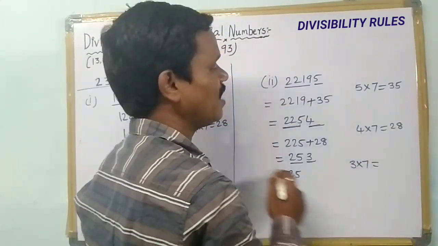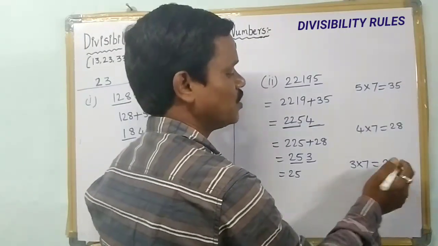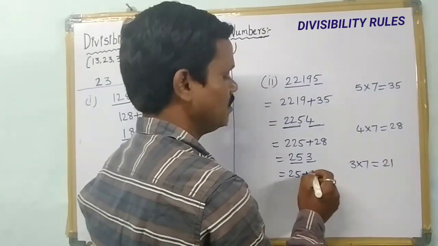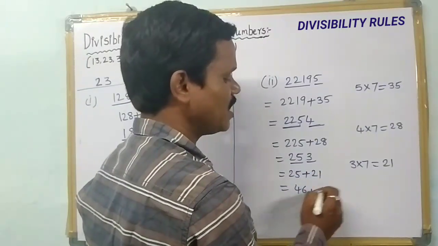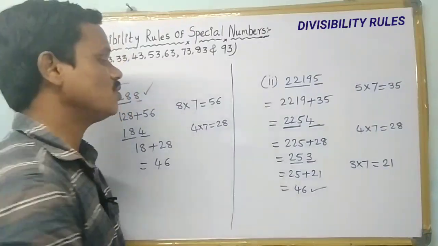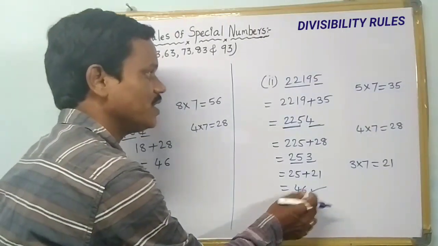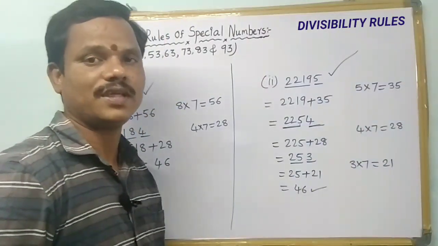In the divisibility rule of 23, the first part number is multiplied by 7. This is 21. Now add 21 here. 25 plus 21 is 46. 46 is a multiple of 23, so 46 is divisible by 23. 2215 is also divisible by 23.